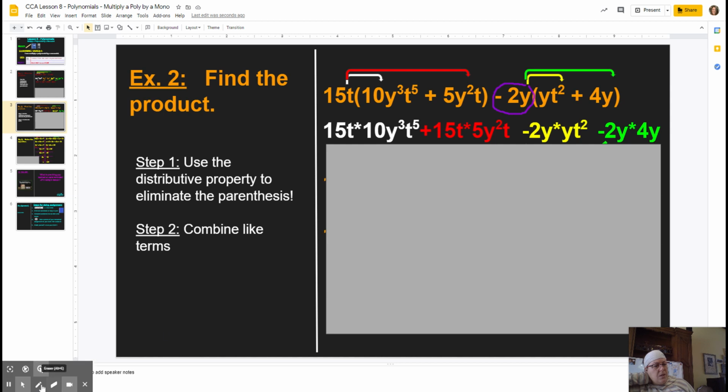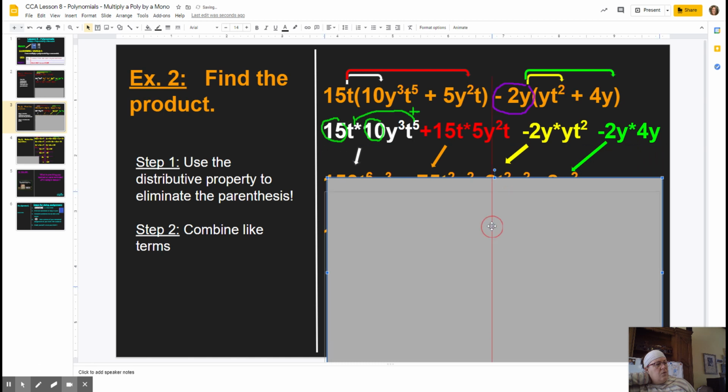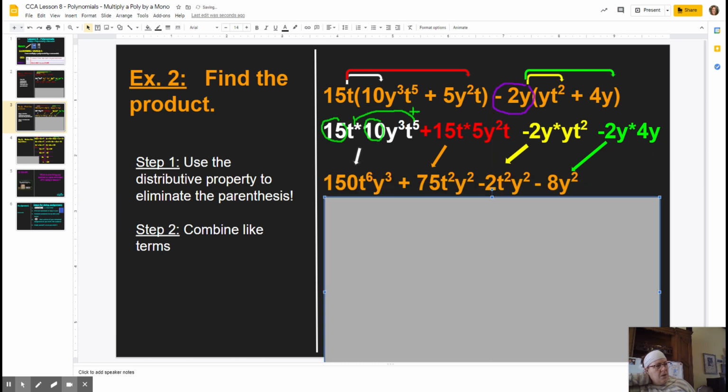Again, as I said, once you get to this point, you are going to multiply those coefficients. So that means you're going to do 15 times 10. And then you're going to look, oh, I've got a t and a t to the fifth. And then remember, there's an imaginary one right here. So you're going to add those two exponents. And since the 15t doesn't have any y's with it, you're just going to keep that y to the third. So this first part turns into 150 t to the sixth because this imaginary 1 plus 5, and then y to the third.